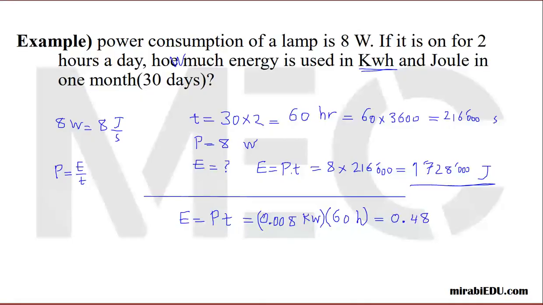The zero cancels one of the zeros, so it will be 8 over 1000. 6 times 8 over 1000 will be 48 over 1000. So 0.048... so as you see, kilowatt hour is a much greater unit. The same energy consumption here is 0.48 kilowatt hour, but expressed in joule it is 1,728,000 joule.